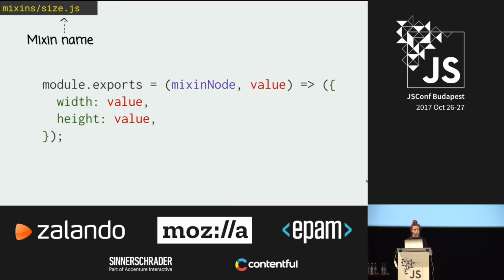Now, with JavaScript, it's pretty much the same, but with a function. But there is one main difference. The mixin name is a file name. In this case, size.js. The mixin name will be size.